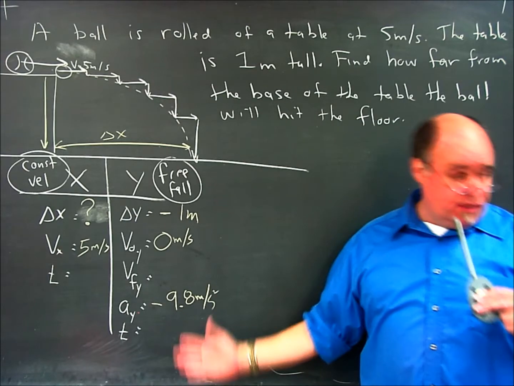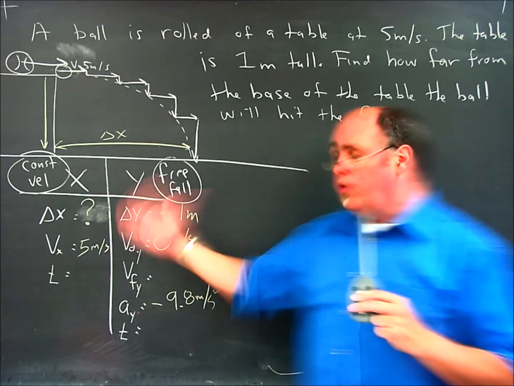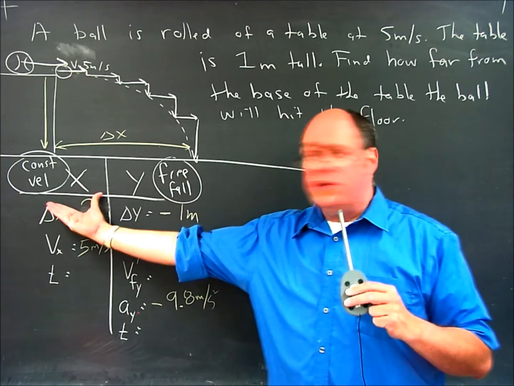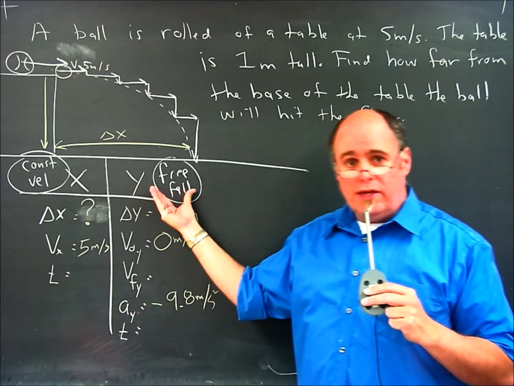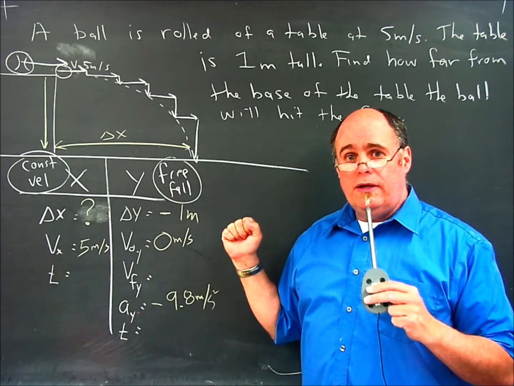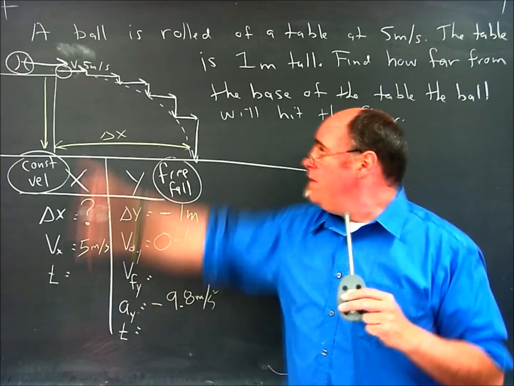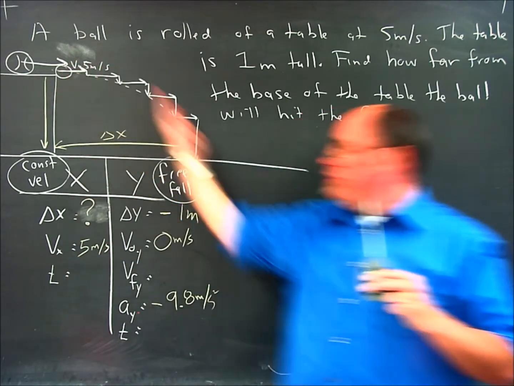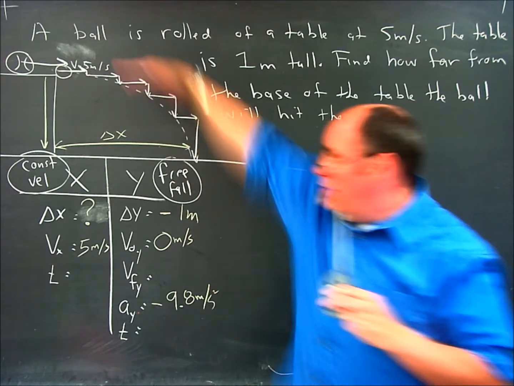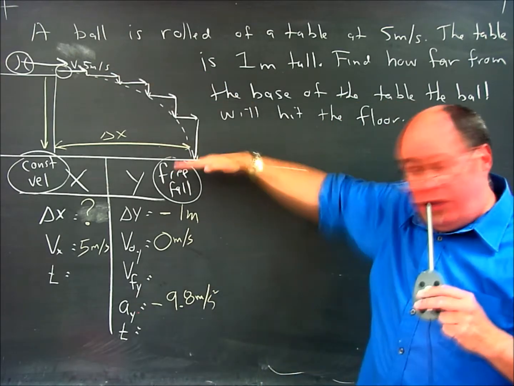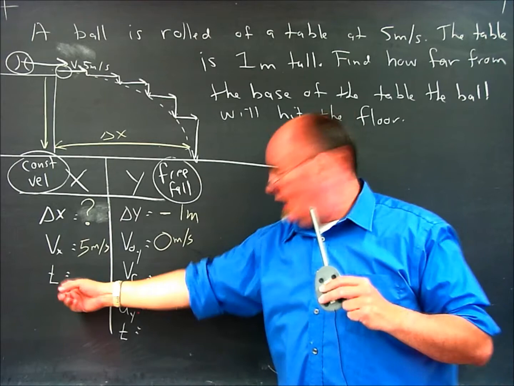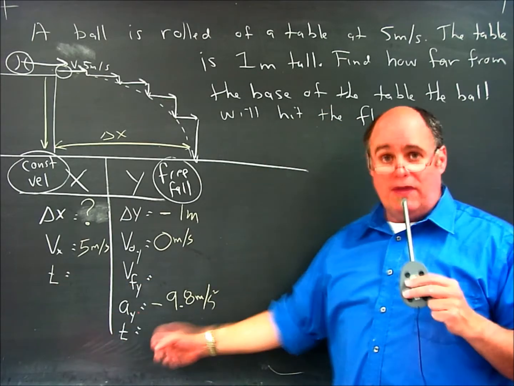So the way these type of problems work is, we're working independently. We're keeping our x components completely separate from our y components. And the way they're connected is the time. The amount of time this ball is moving horizontally through the air is exactly the same amount of time that the ball is moving vertically through the air. So if I can find the time on one side, it's the same time on the other side.